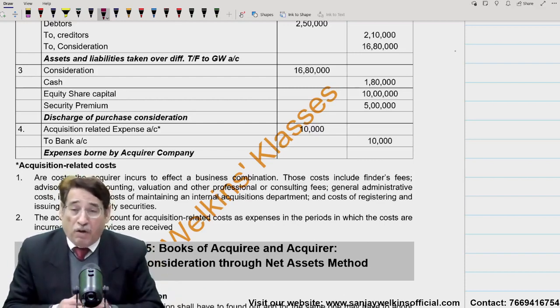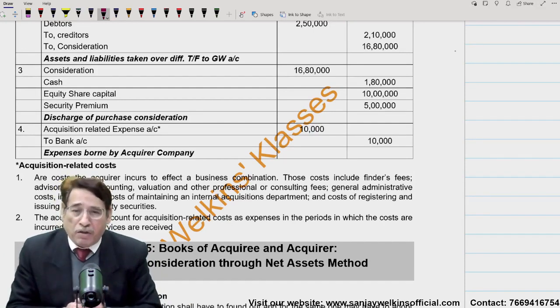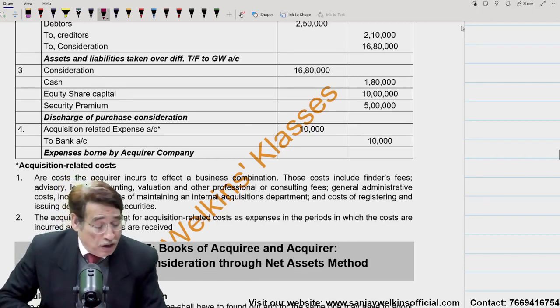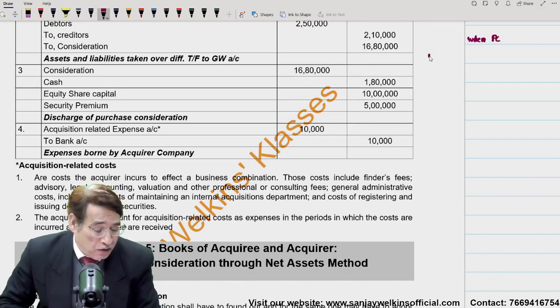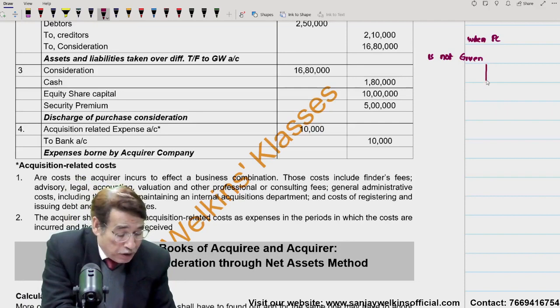No, nothing like that. Although there are three methods available, we will have to take care, in the light of the directions of the question, which method we have to adopt and apply to compute the purchase consideration. Is it clear to you? So I told you that there are three methods. When purchase consideration is not given, we have the luxury of three methods, correct? Three methods by which we can compute purchase consideration.